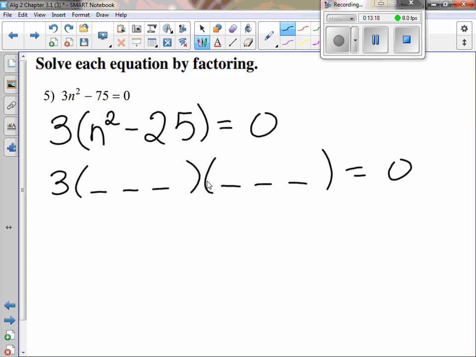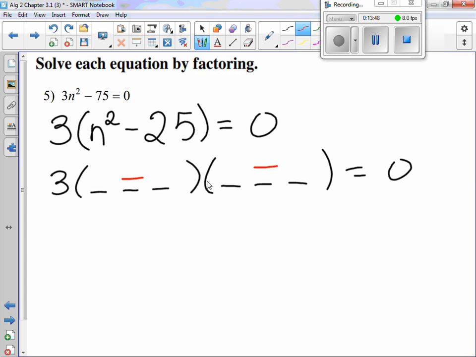Now you might be looking at that and saying, well, we don't have a middle term. That's going to probably mess with us with the sign, because if the constant term is positive, the signs are the same and they match the sign of the middle term. We don't have a middle term. But what is the sign of the constant term? It is negative. So the signs are opposite. When the constant term is negative, the signs are opposite.